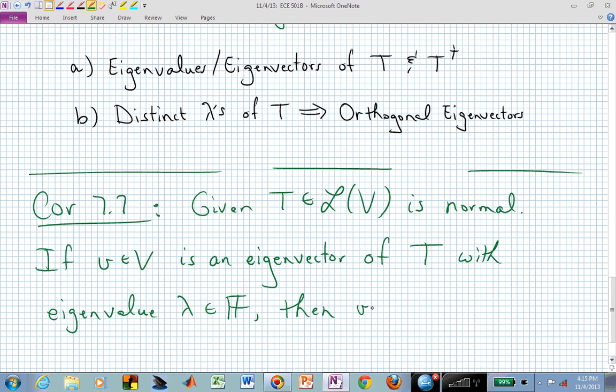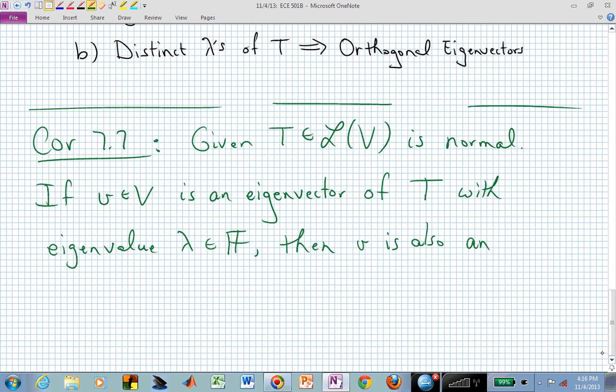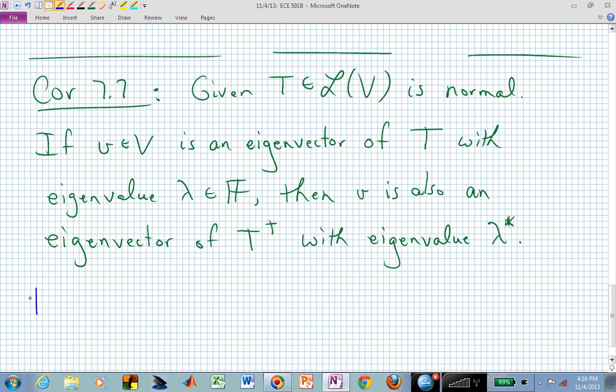Then V is also an eigenvector of the adjoint map, T dagger, with an eigenvalue being the complex conjugate. So T and T dagger share eigenvectors, and their eigenvalues are conjugates of each other. Let's look at the proof of that corollary.